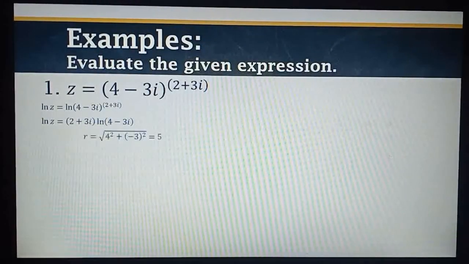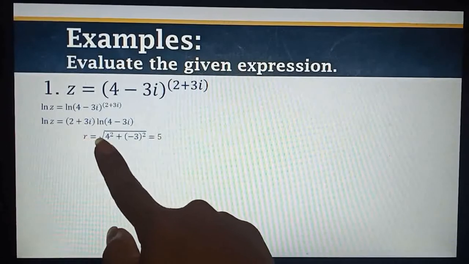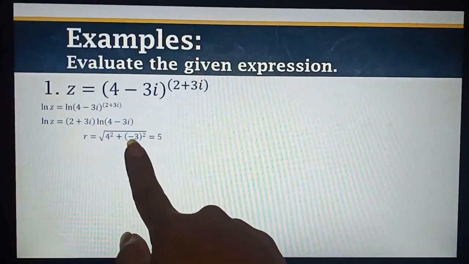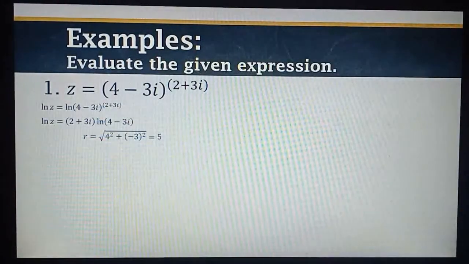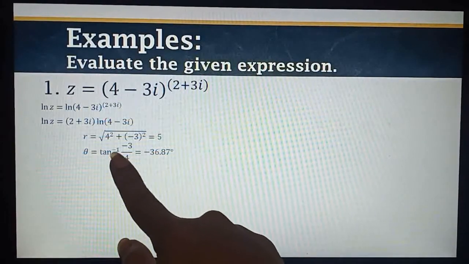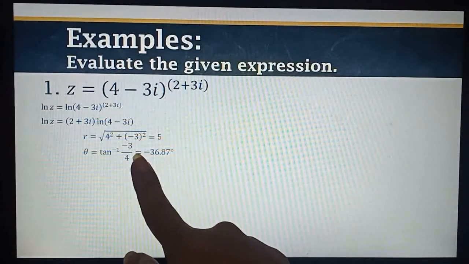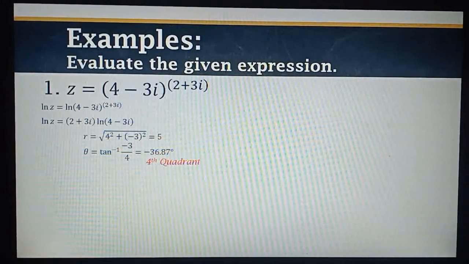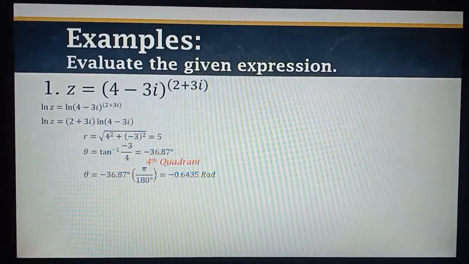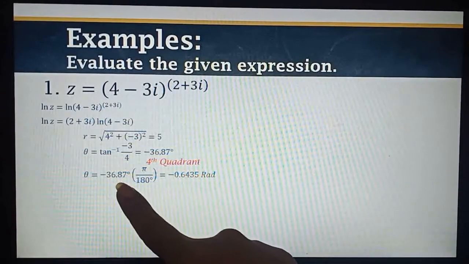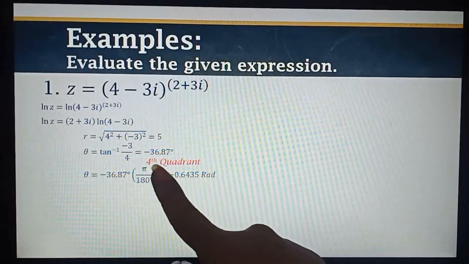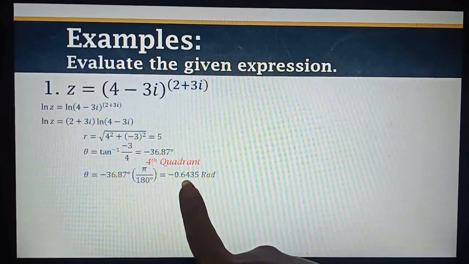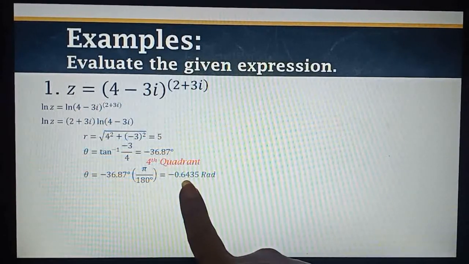So now we can evaluate ln of 4 minus 3i. So let's evaluate. We get r, which is 4 squared plus negative 3 squared, which is equivalent to 5. Then our theta is arctan of negative 3 over 4, equivalent to negative 36.87. And that is the fourth quadrant. So as is, the angle, all we need to do is convert into radians, which is negative 36.87 multiplied by pi over 180, and that is negative 0.6435 radian.